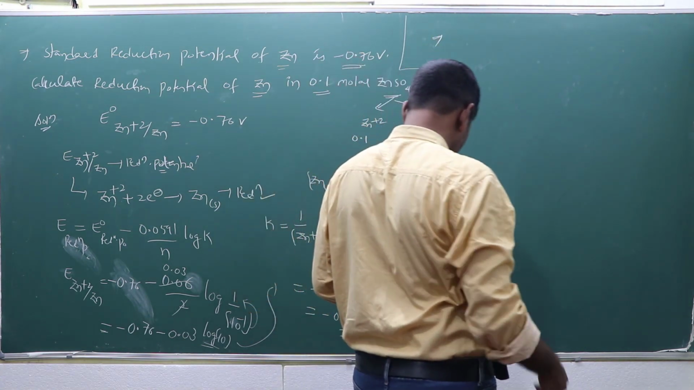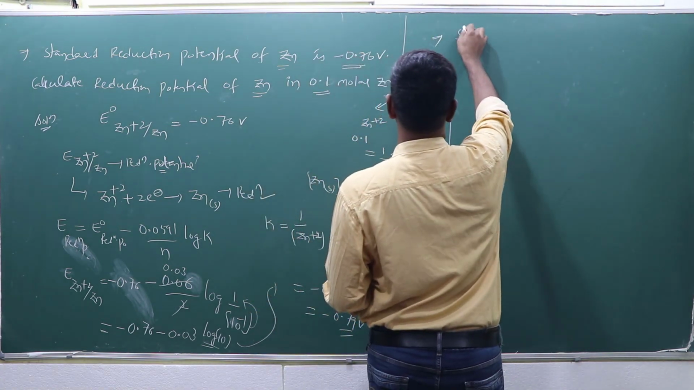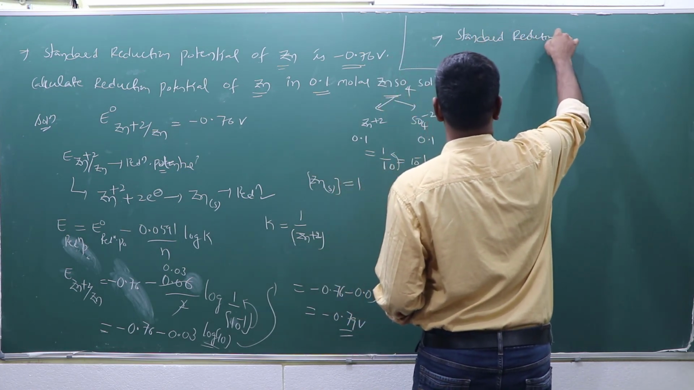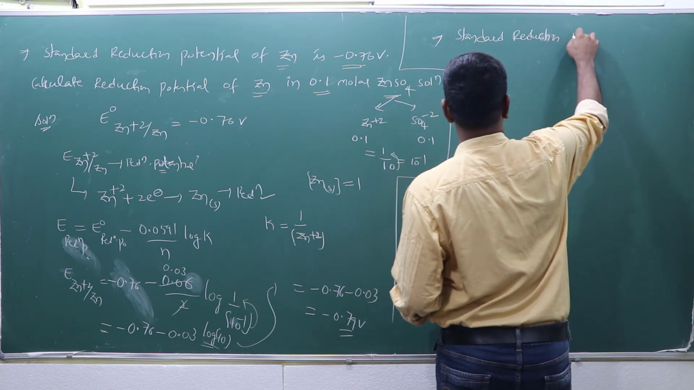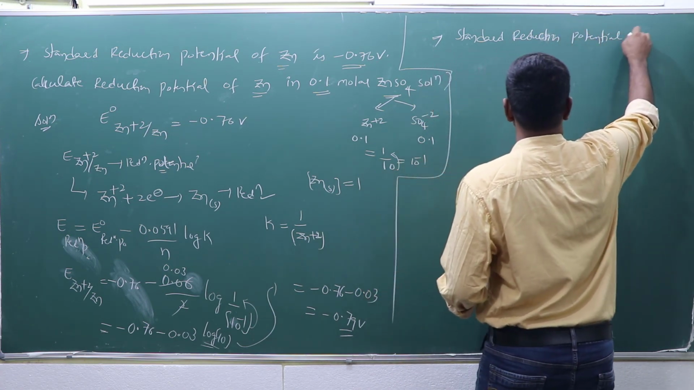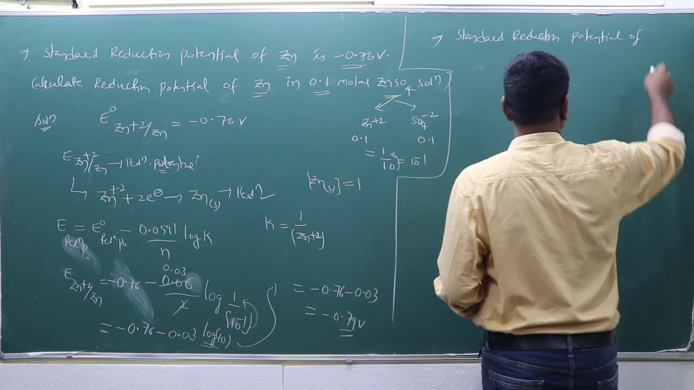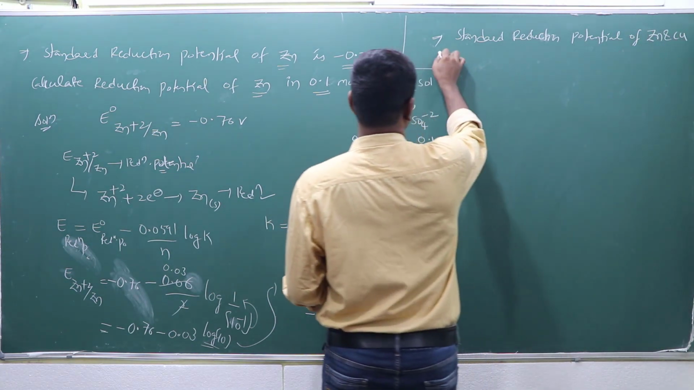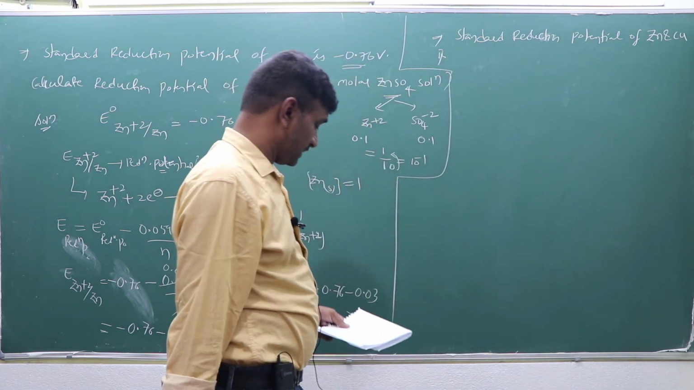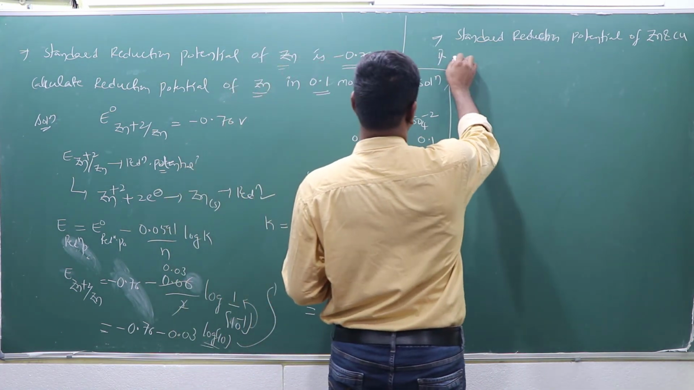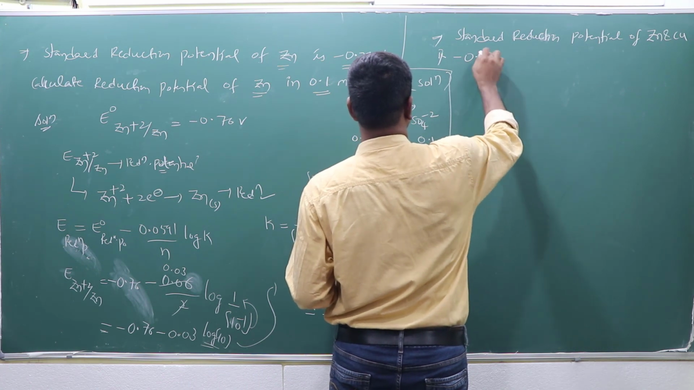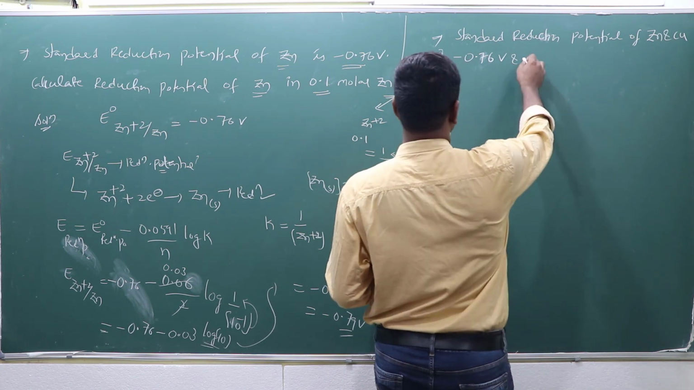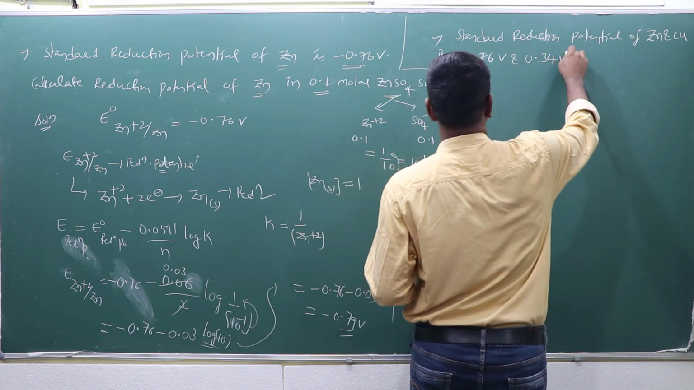You write the next problem. Standard reduction potential of zinc and copper. Zinc and copper is, you may also write that problem, right? Zinc and copper is minus 0.76 volts, comma, 0.34 volts respectively.